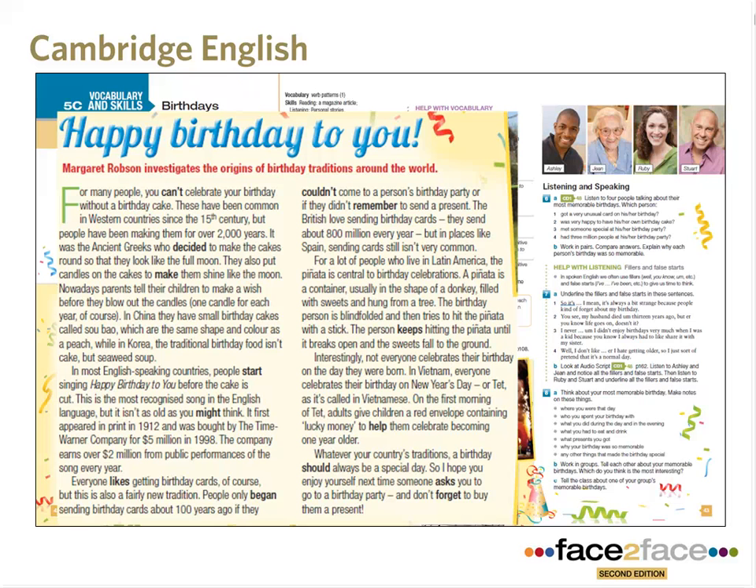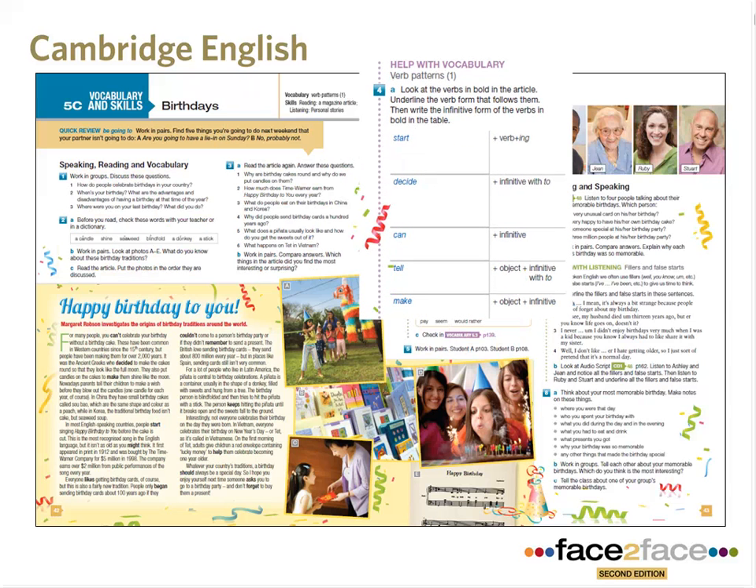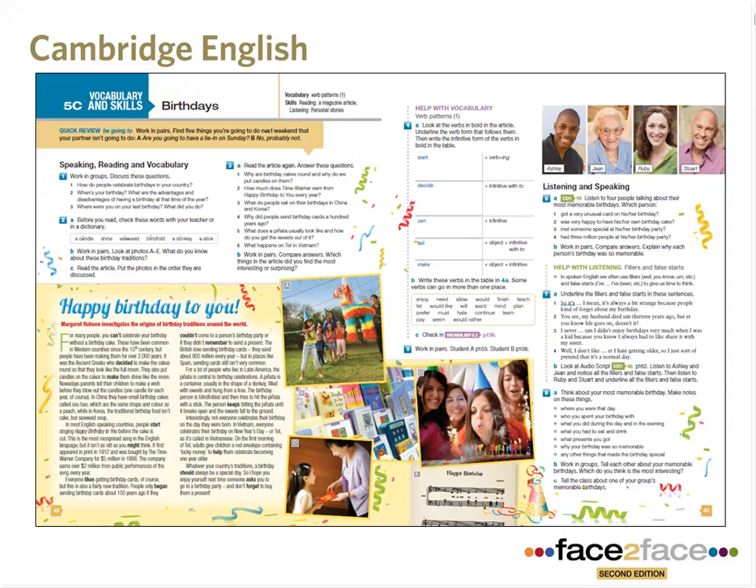the lesson. Students are asked to look at the words in bold in the article and underline the verb form that follows it. Then they write the infinitive form of the verbs in bold in the table. So again, this is a very student-centered approach where they work it out themselves from contextualized examples. Then they're asked to complete the table with other verbs, which they should know at this stage of the course. Then they check in the language summary where there's a completed table.